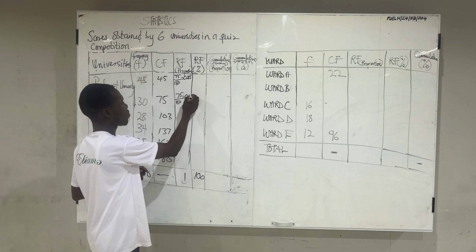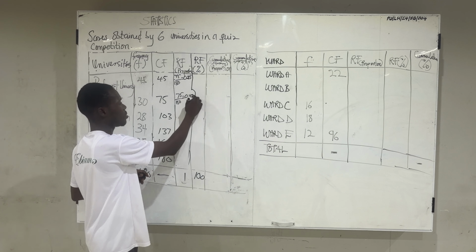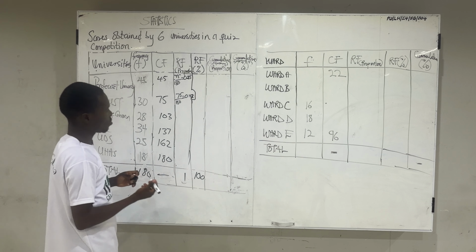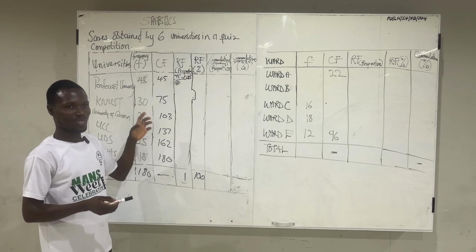So 0.416. You can either leave it in 2 decimal places or 3 decimal places. Leaving it in 2 decimal places is going to give us 0.42. Now we'll go to the next one. That's going to be 0.103. Okay, so you see, I hope you are actually following what we are doing.